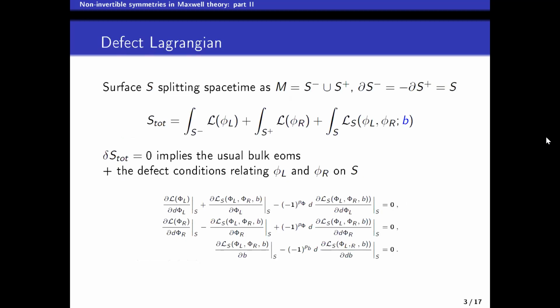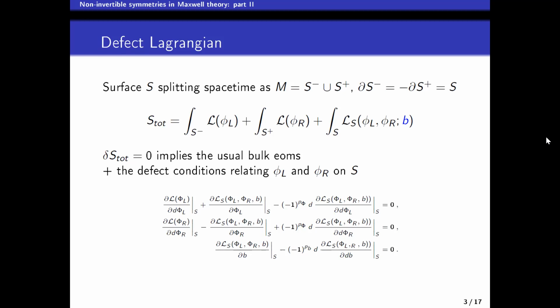So this is very simple. You consider a surface S, which is a 3D surface, which splits space-time into parts, S plus and S minus, whose boundary is S for both of them with different orientation. And so you write the total action in terms of left fields and right fields. Here phi are generic fields. And then on the defect S, you write some defect Lagrangian L_S, which in general will be a function of both the restriction of left and right fields on the surface and some collection of only defect fields, little b.